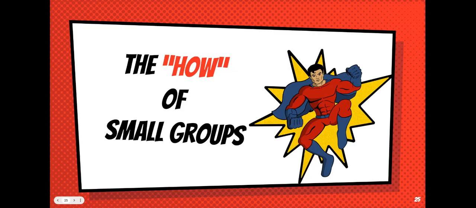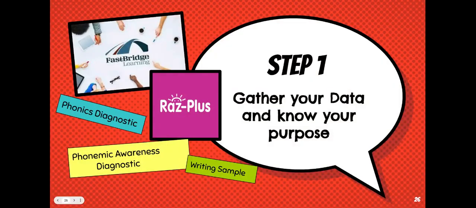We have looked at the why and the what. Now we will look at information and planning that covers the how of small groups in the classroom. Step one in this process is to gather data and to know your purpose. As we follow the structured literacy approach, we are going to begin by using our FastBridge screening data to identify students who are needing additional support based on skills.